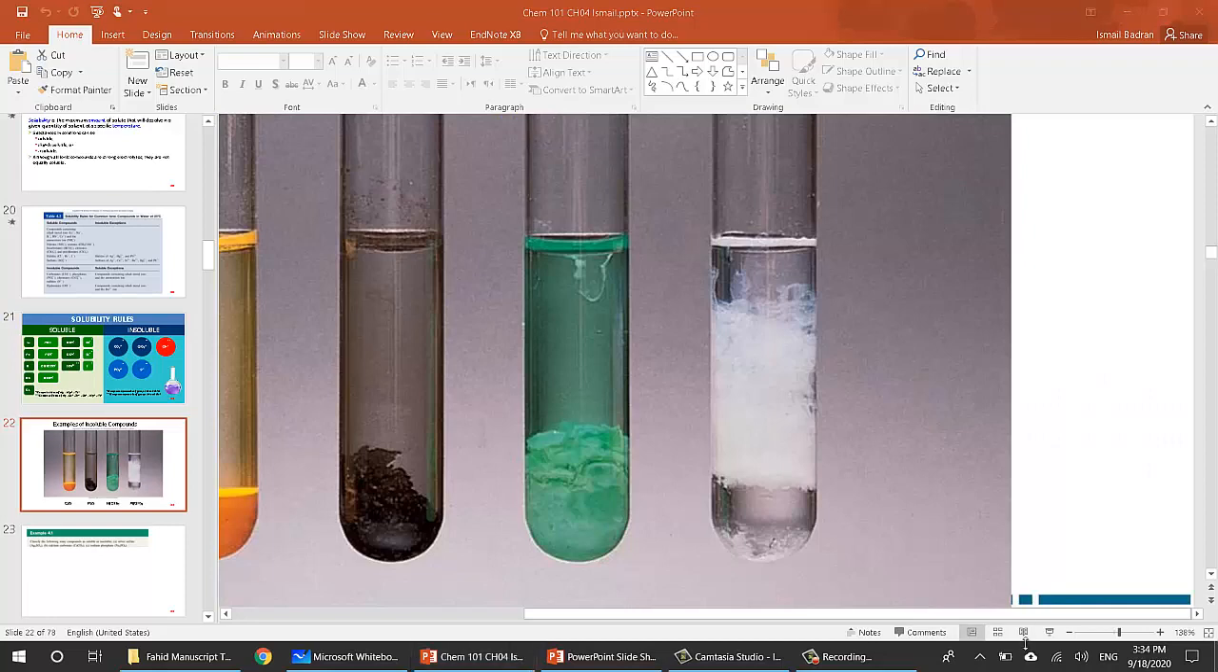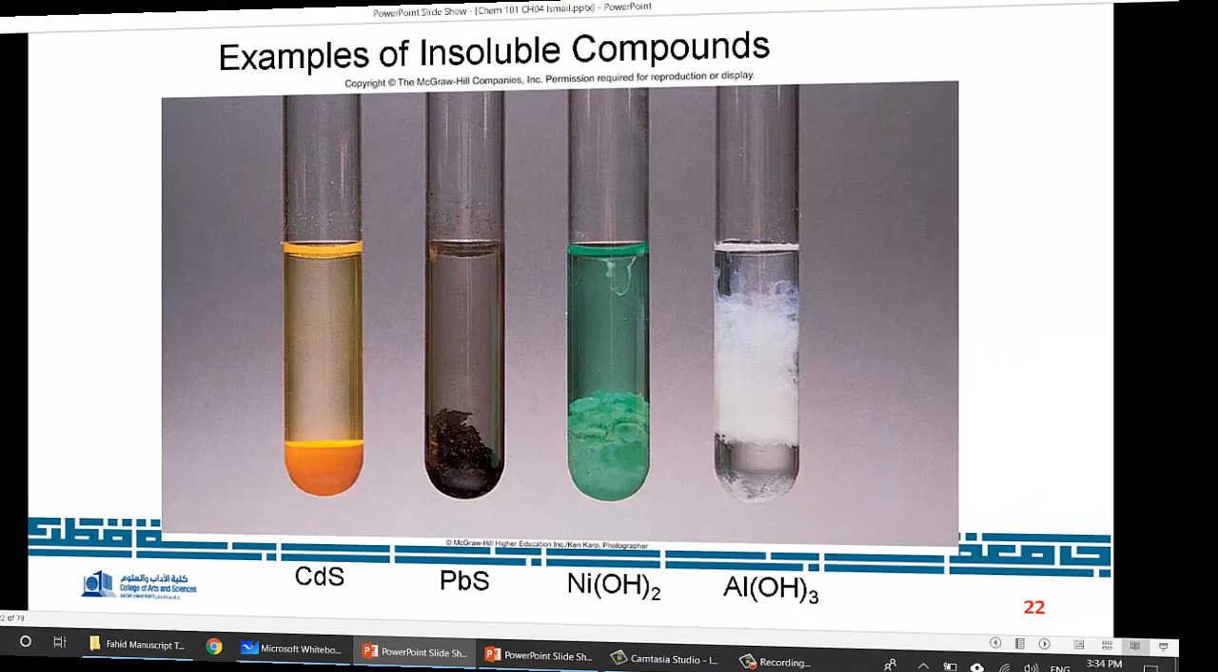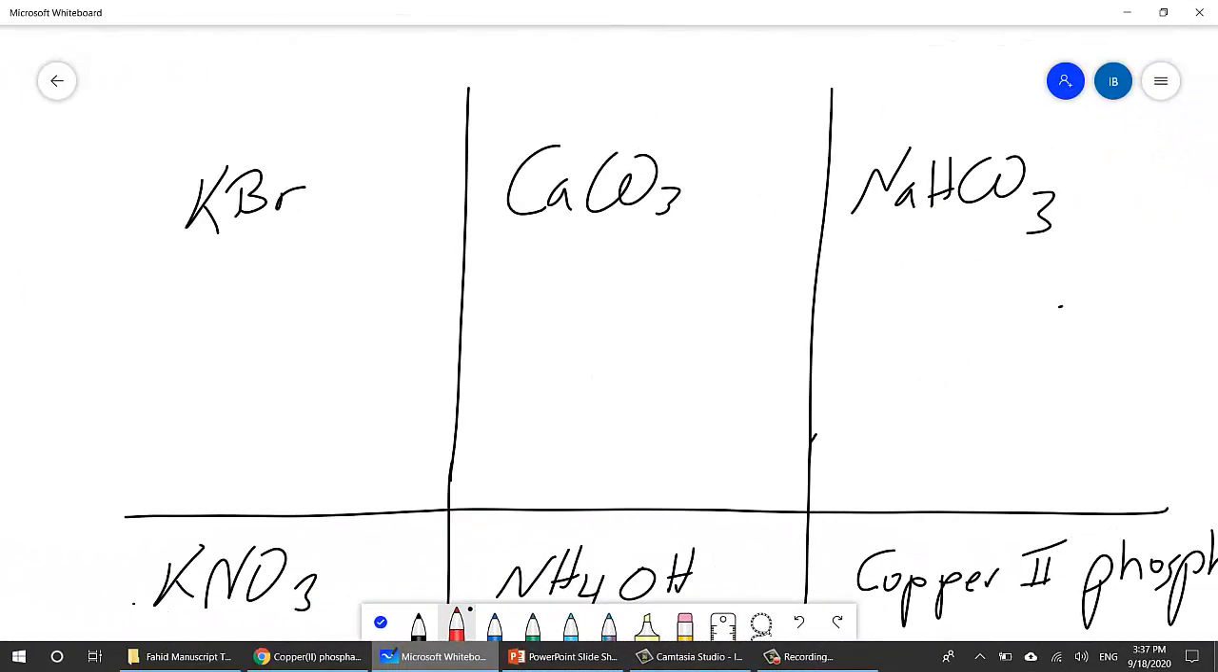Now this is a picture of some precipitates that you might see in the lab. We have cadmium sulfide, lead sulfide, nickel hydroxide and aluminum hydroxide. These are beautiful colors, and now I want you please to think why these materials are not soluble based on the solubility rules. So now let's apply these solubility rules to predict if these compounds that we have as examples are soluble in water or not.